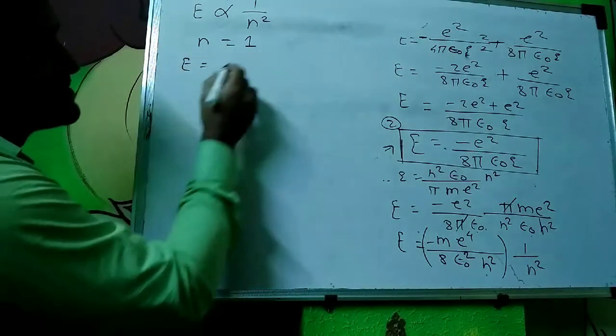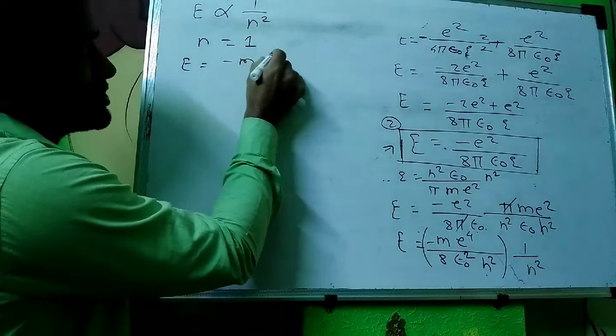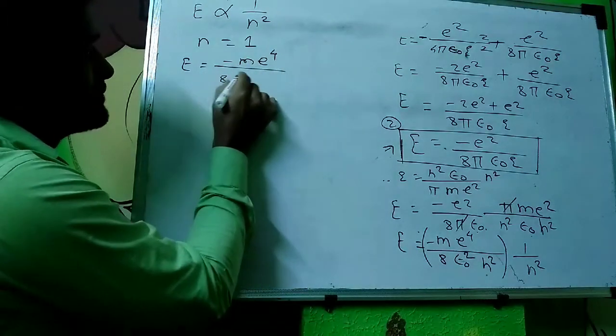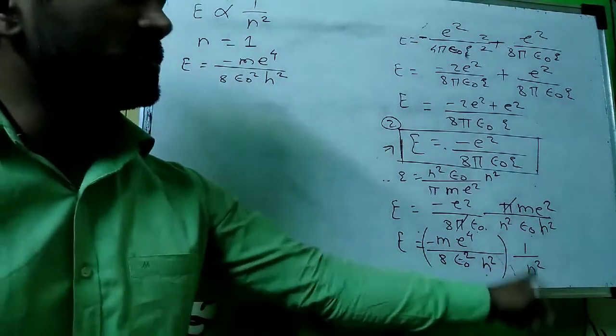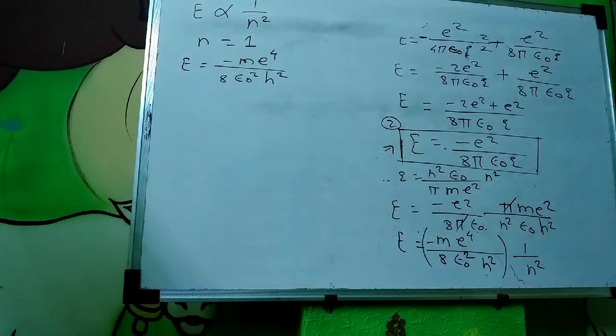We can write E is equal to minus m e raised to 4 by 8 epsilon naught square h square, because the value of n is 1 for the first orbit. Now in this equation we can put the values of all the constants, where m is the mass of the electron, 9.1 into 10 raised to minus 31, it is constant. e is the charge on the electron, 1.6 into 10 raised to minus 19. h is the Planck's constant, 6.34 into 10 raised to minus 34. Epsilon naught is the permittivity of free space, it is also constant.